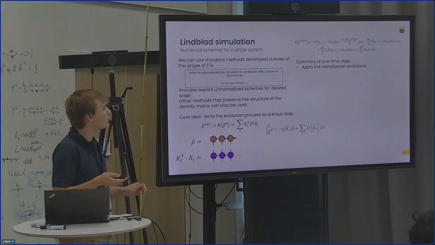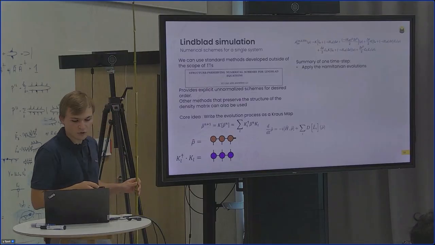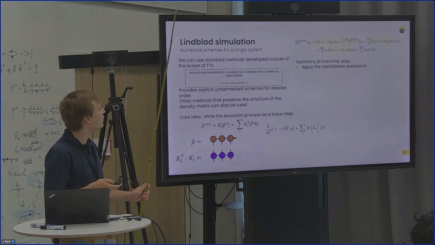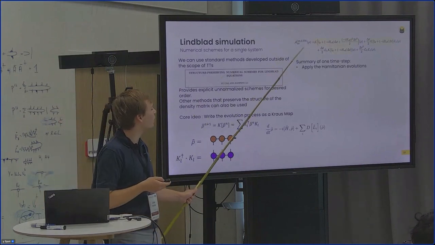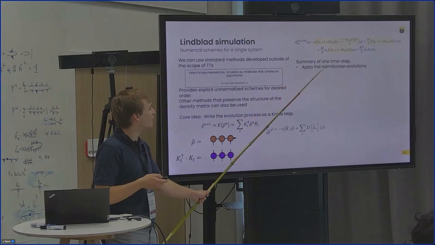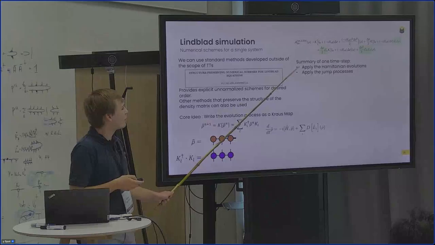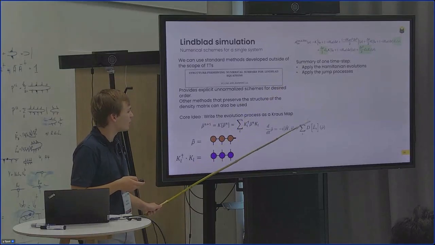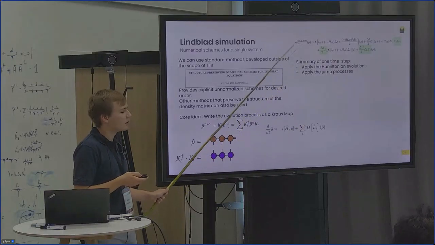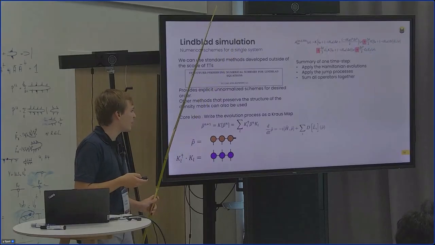So what you need to do to do the evolution is, you take a scheme, for example here of order 2, and you apply the Hamiltonian evolution by doing this kind of MPO and MPS contraction. You apply the jump processes, which will be this part here, by using the same method. Then you sum everything together.